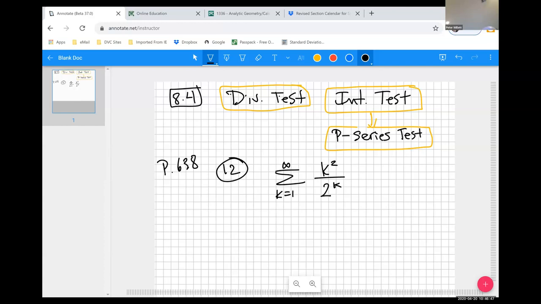Modifying the instructions a little bit to suit our needs, but okay, so again, we could try to look at the first few terms just to make sure we understand what's going on here. If k is a 1, then I get 1/2. If k is a 2, then I get 1, because I have 2 squared in the top and 2 to the second in the bottom. If k is a 3, then I have 3 squared in the top, which is 9, over 2 to the third in the bottom, which is 8. If k is a 4, then I get 16 on the top, and 2 to the fourth is 16, which is a 1. And I'm going to put dot, dot, dot.